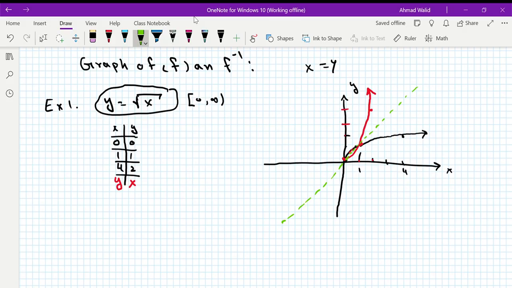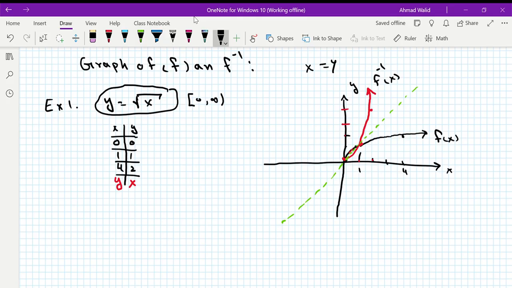You see, this function was f of x, and this is the inverse, f inverse of x. They are the reflection of each other. Very easy way. Every time that you want to graph the inverse of a function, just do this, because the range is the domain, domain is the range. Just flip your table and graph the inverse. Correct?